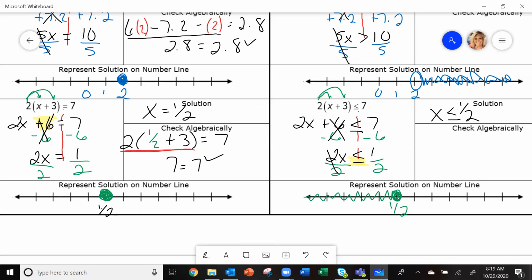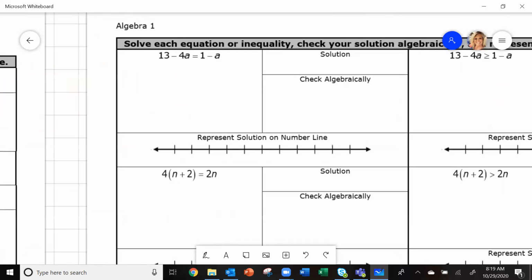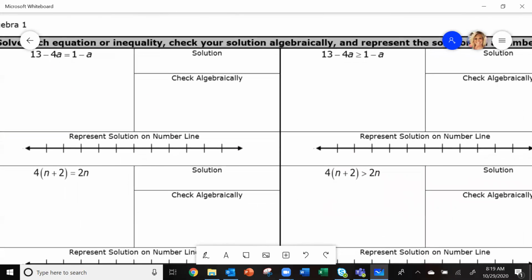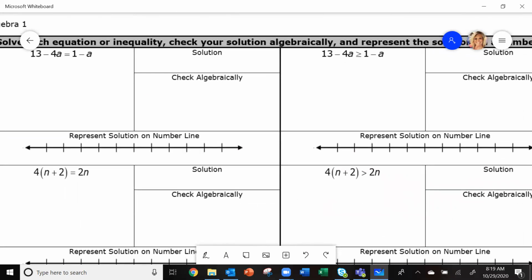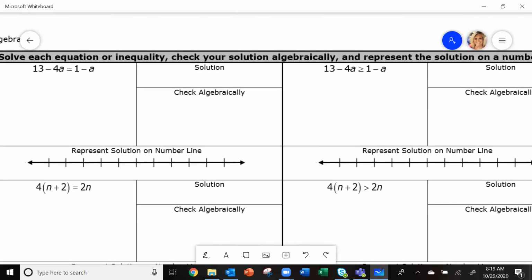All right, let me move my screen. And then the next ones right here I want you to do. These top ones where it says 13 minus 4a equals 1 minus a. Go ahead and pause the video and do those and come back and see how you did. Equal sign, inequality sign, drawing my line.